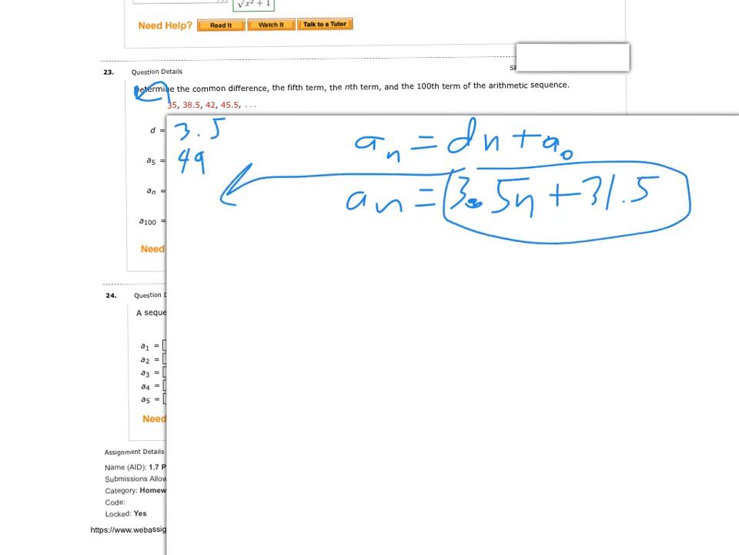You can always test that if you plug in the 1. So if I plug in 1 here, 3.5 plus 31.5, that should give me the first term. If I plug in 2, so 7 plus 31.5, that gives me the second term. So that's something you always kind of need to check on those when you're writing them. If you have the list, plug in 1, plug in 2, and make sure it predicts those accurately. So now for a sub 100, I would just do 3.5 times 100 plus 31.5. Whatever that answer gives me is going to be that answer over there.